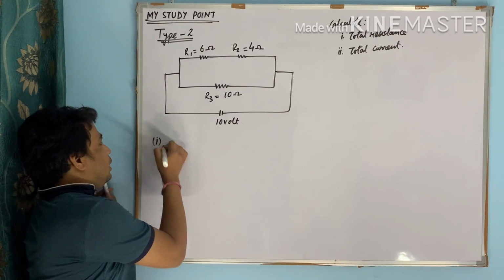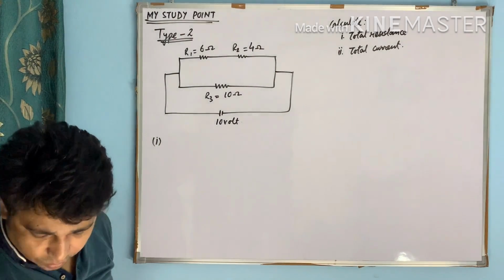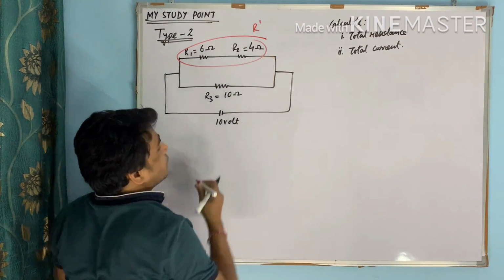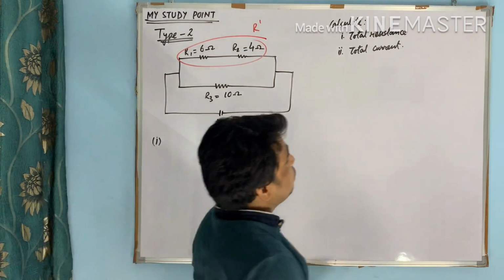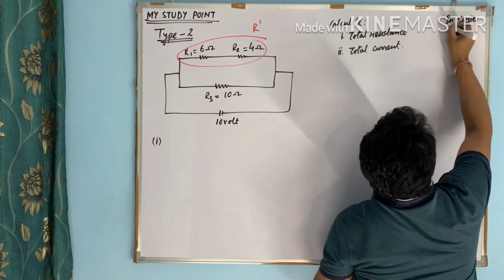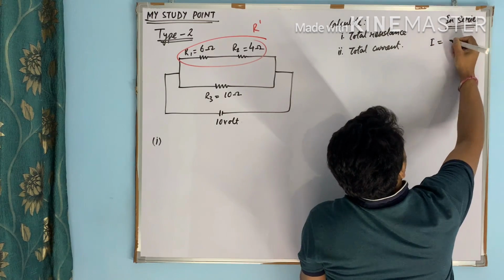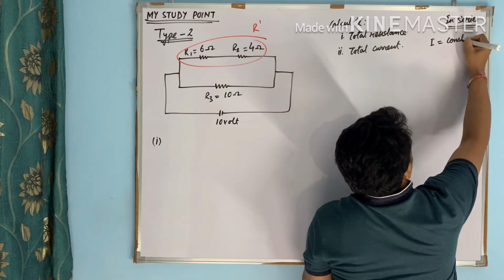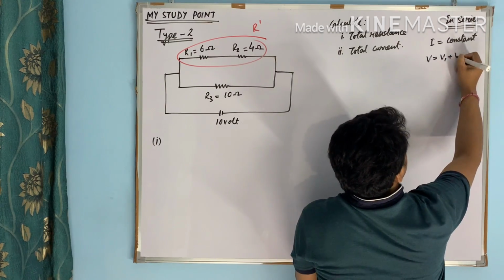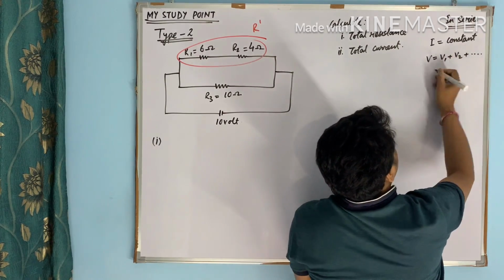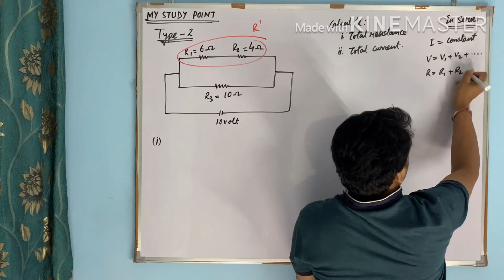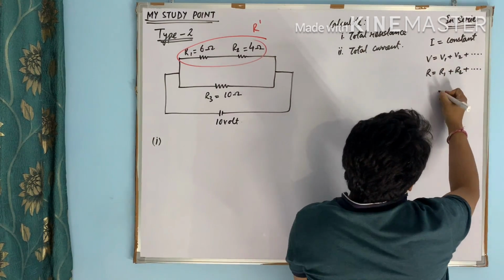Now, in type 2 questions, first of all you have to take R1 and R2 as R dash, that is, R dash are in series. So what was the formula? In series, current I is constant, potential difference is V1 plus V2 plus V3 and so on. Total resistance is R1 plus R2 plus R3 and so on.